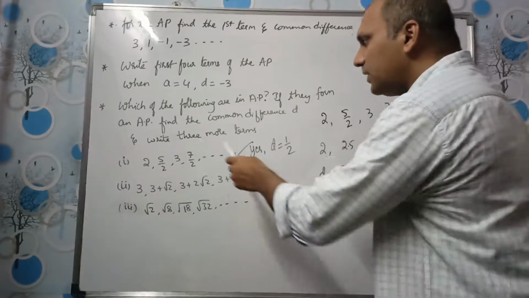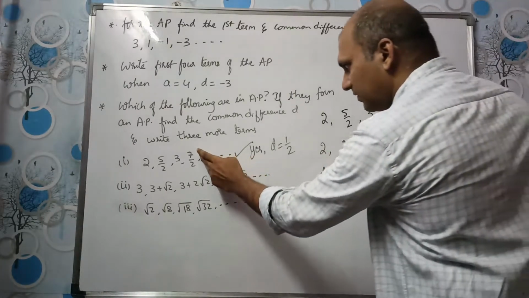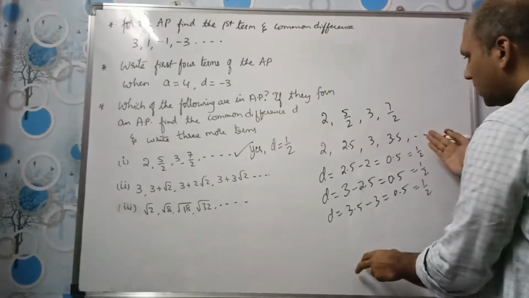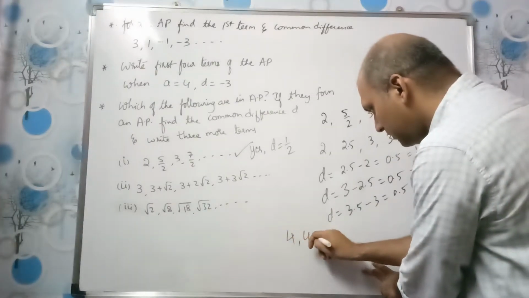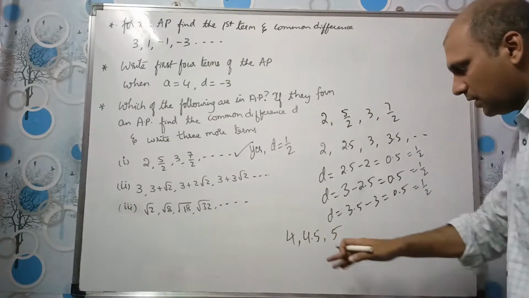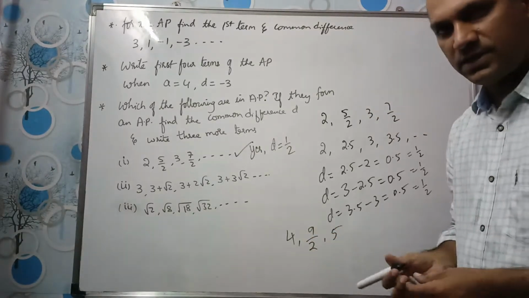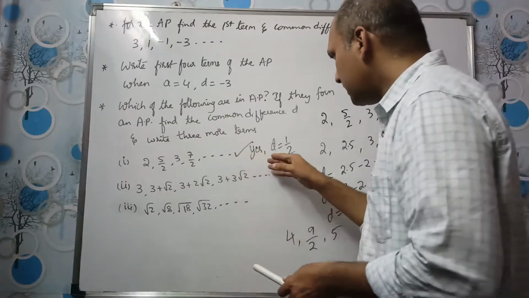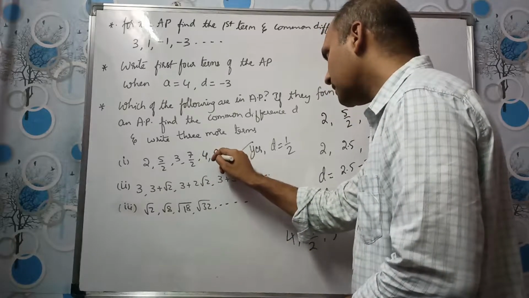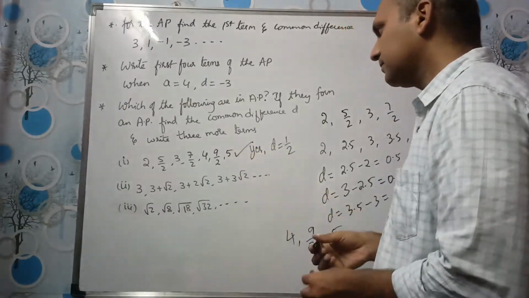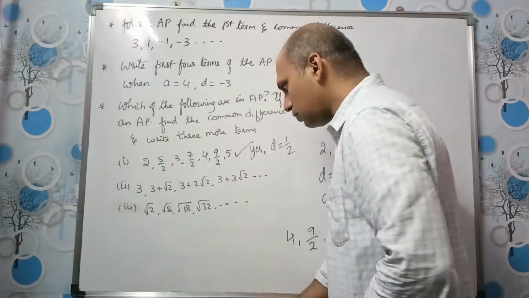Okay, we need to write 3 more terms, right? See, 7 by 2 is 3.5, right? What will come after 3.5 if we add 0.5? It will be equal to 4. Next one will be 4.5. Next one will be 5. Or we can write this 4.5 as 9 by 2, because 4.5 and 9 by 2 are same. So the next 3 terms are 4, 9 by 2 and 5. I hope you understood how to solve this problem. Pause the video and try to solve these 2 problems.